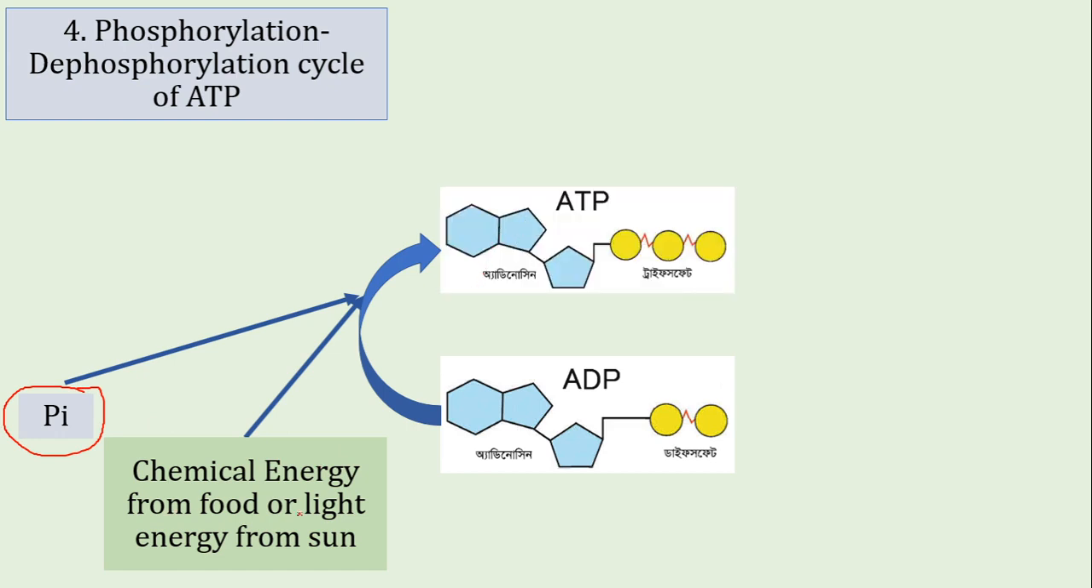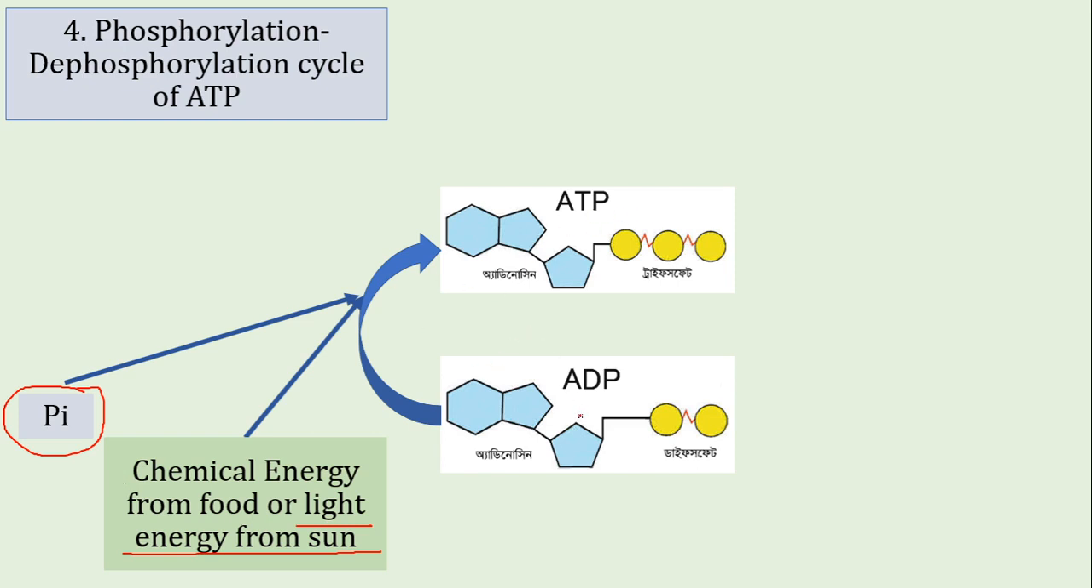In case of plants, plant cells in the chloroplast can use the light energy from the sun to attach the phosphate group with ADP, adenosine diphosphate, to produce an ATP. So in the chloroplast, ATP formation takes place using light energy, and in the cellular respiration process in an animal cell or plant cell, the formation of ATP takes place from the breakdown chemical energy of food.